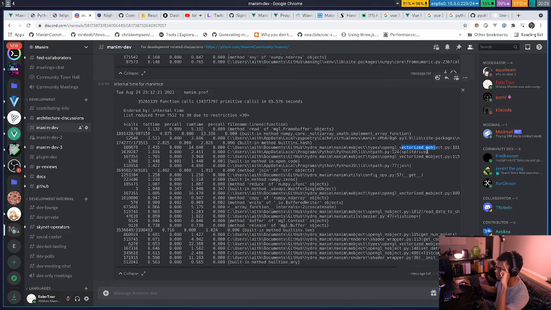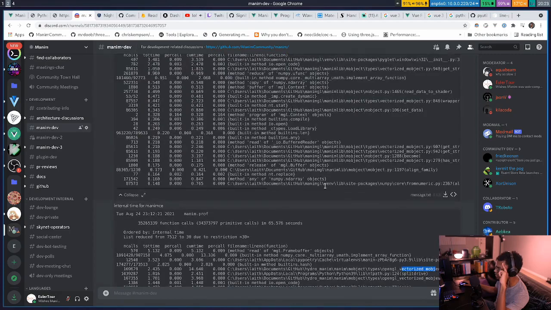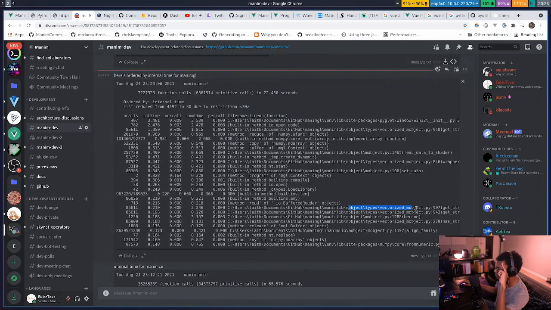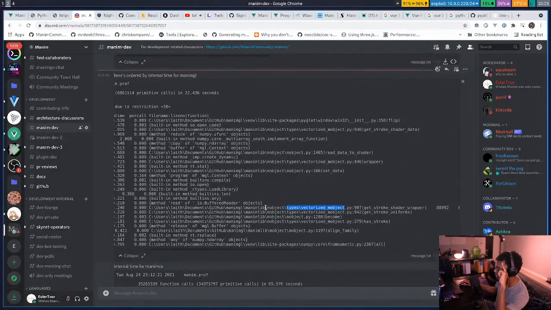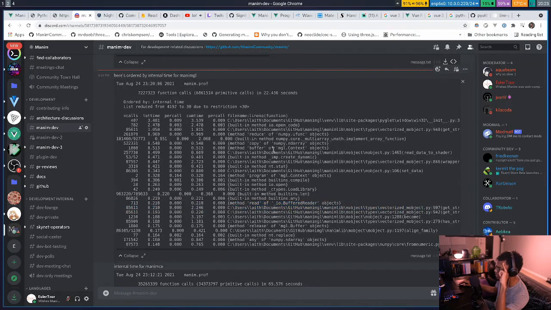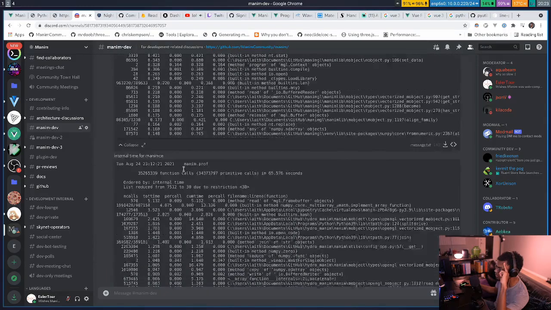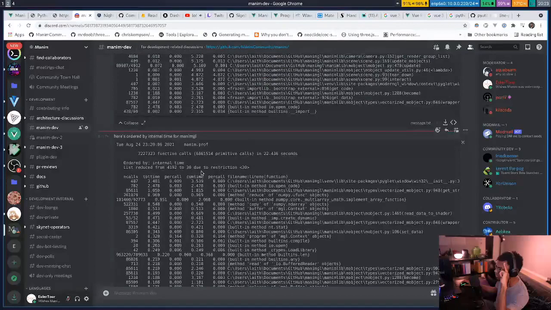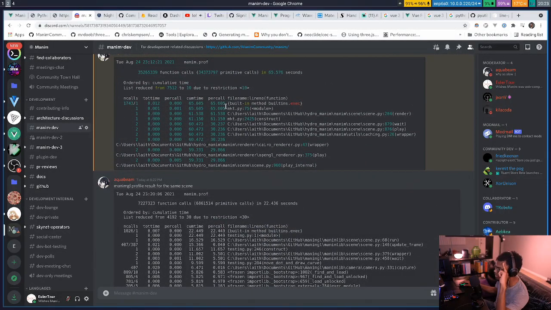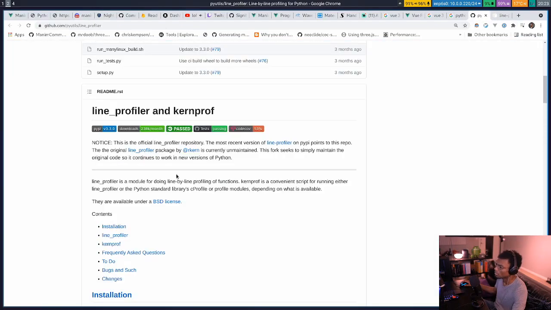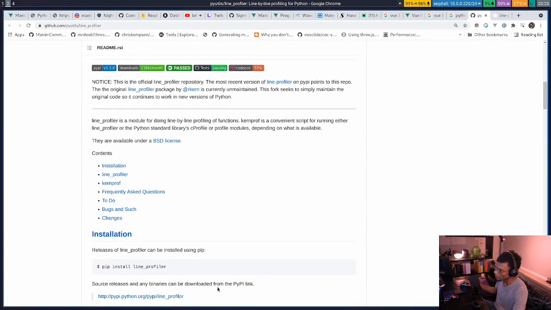No geovector mobject.py, whatever. Stroke shader wrapper. I wonder if it's because it's caching. No, I think we're also caching the shaders. Okay, I don't think that's as important. What we want to do is install this.